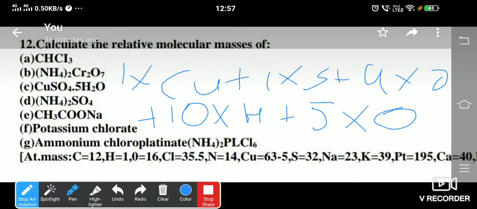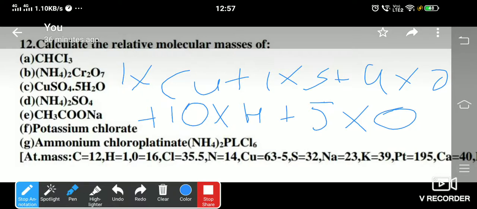If you want, you can combine the oxygen. You can directly write down 9 into O for your part, but if you do it in a systematic way, it will be much easier. That would come out to 63 plus 32 plus 64 plus 10 plus 80.